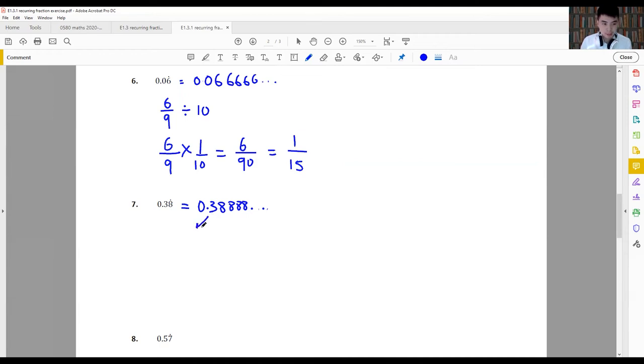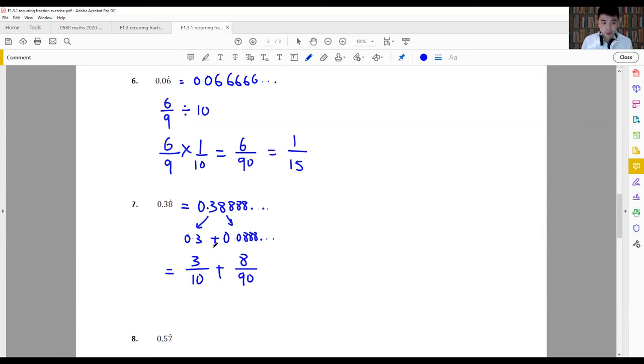Okay, this can be broken into 0.3, right, plus 0.0888. Then this would end up giving you 0.38 recurring 8, right? 0.3, we can just convert this into a fraction immediately, and it's not 3 over 9, it's 3 over 10, because 0.3 is 3 over 10. 0.08 recurring, using the previous method that we've shown here, is actually 8 over 90, right?